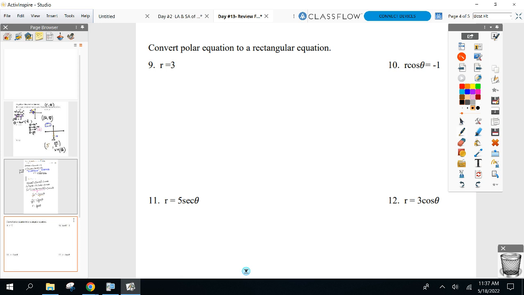Ready? First thing you look for: can you substitute right away? Can I do substitution right now? What's r cosine theta equal to?